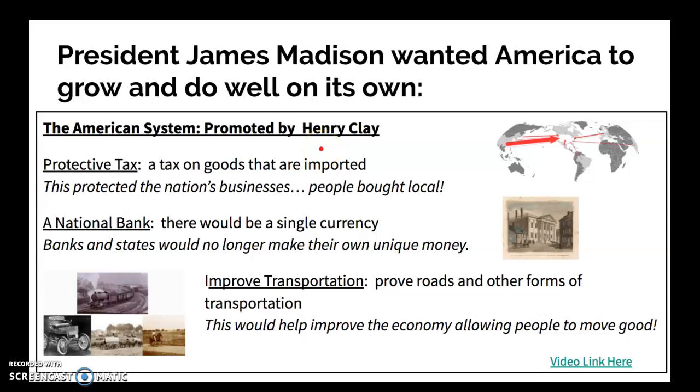President James Madison, the fourth president of the United States, also the smallest president we've ever had, was only about 5'4" and 100 pounds. He wanted to make America grow and do well on its own.